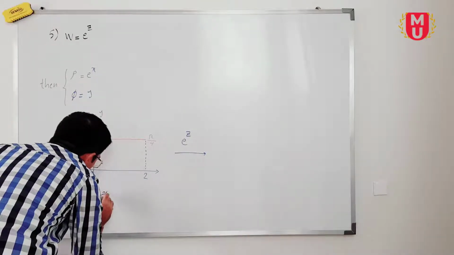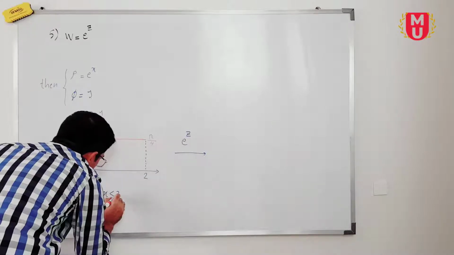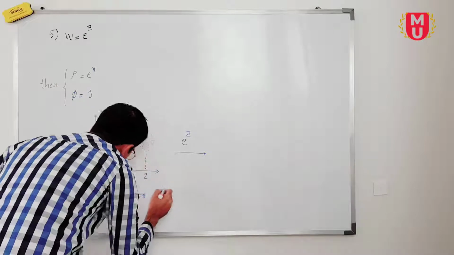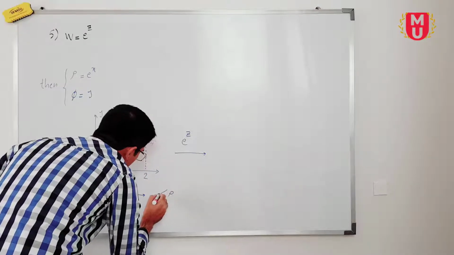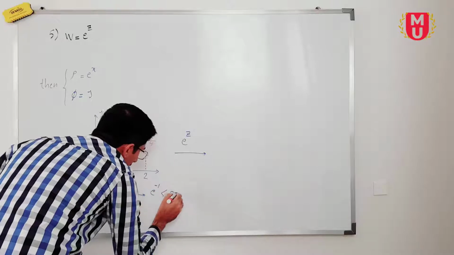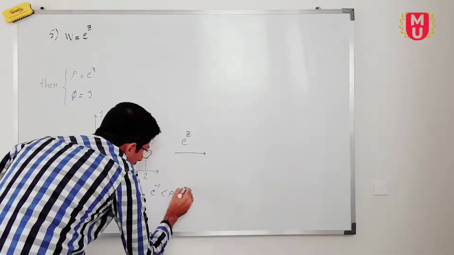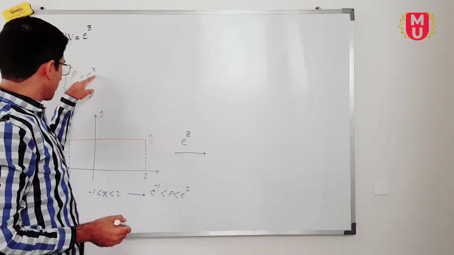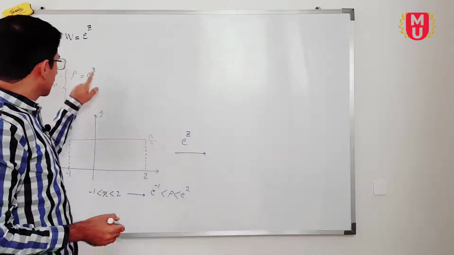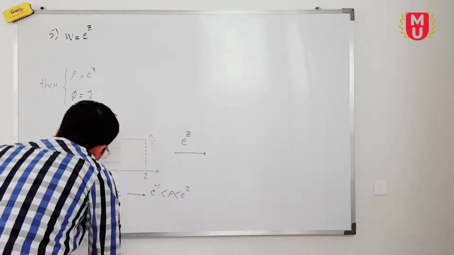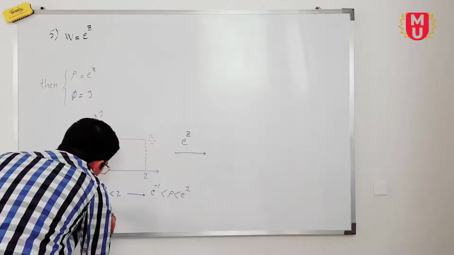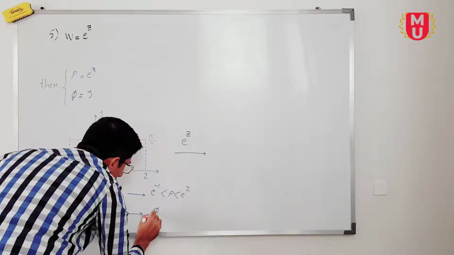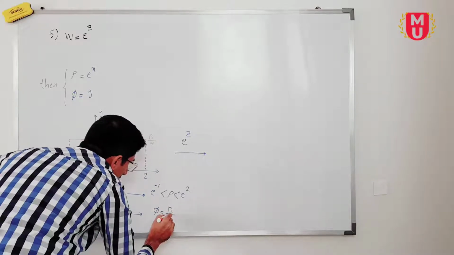X is between -1 and 2. In Euler form, rho is between e to the -1 and e to the 2. It's just a substitution, and we substitute our x in this formula. And y is equal to pi over 4. Then phi is pi over 4.